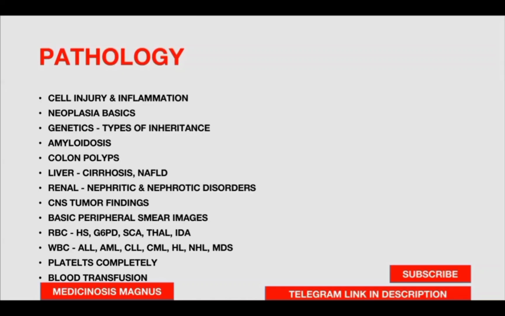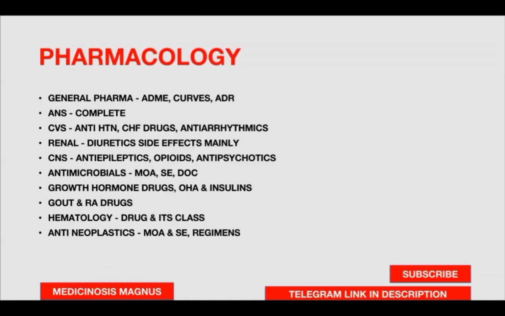And make sure you know about the blood transfusion, the basic reactions occurring, and massive transfusion protocols, all those things. Pharmacology, general pharma, the absorption, dispersion, metabolism, excretion, the important curves and graphs in general pharmacology, and adverse drug reactions. In autonomic nervous system, you should know everything, autonomic nervous system.